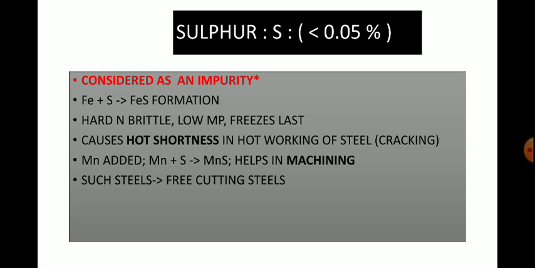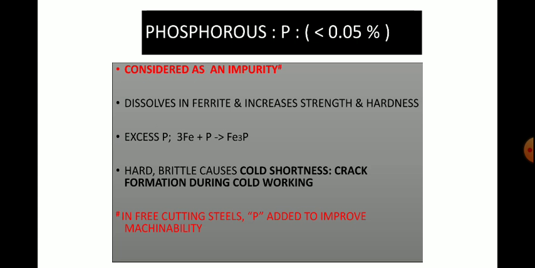Next, manganese is preferably added, which forms manganese sulfide and reduces the cracking tendency of steels and increases the machinability. So it is used preferably in free cutting steels. Next is phosphorus. Phosphorus is also added at less than 0.05%, and again it is sometimes an impurity. It dissolves in ferrite and increases strength and hardness. It produces cold shortness, that is, a cracking tendency when the steel is used for cold working. But it is preferably added to improve machinability.